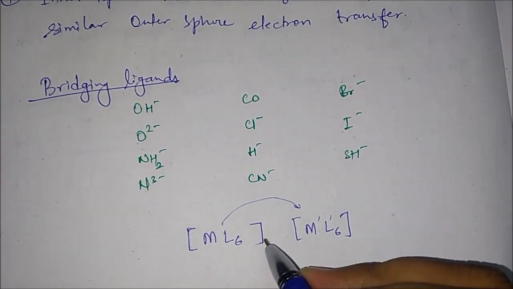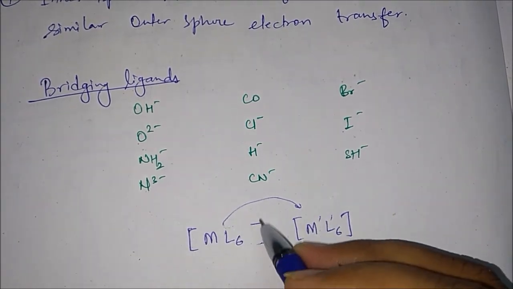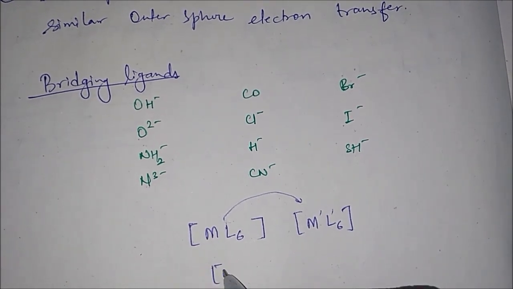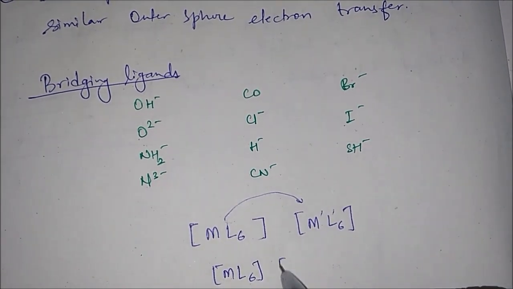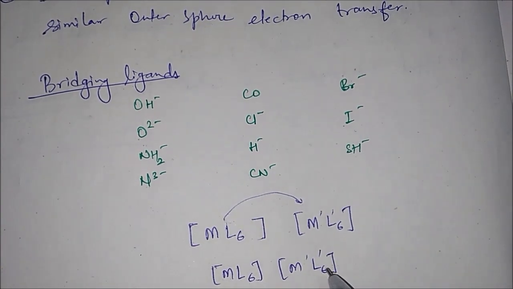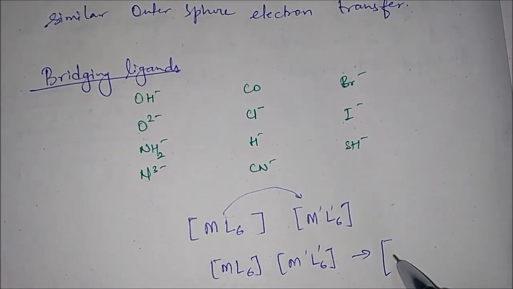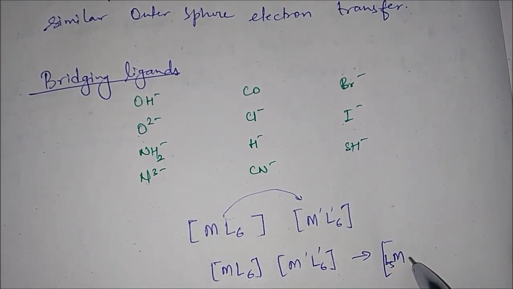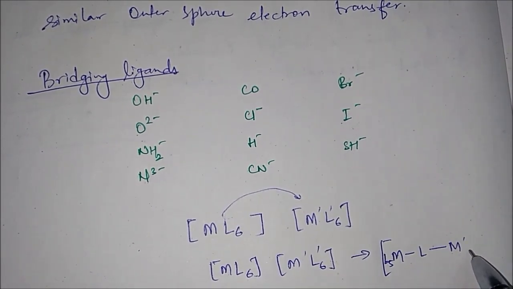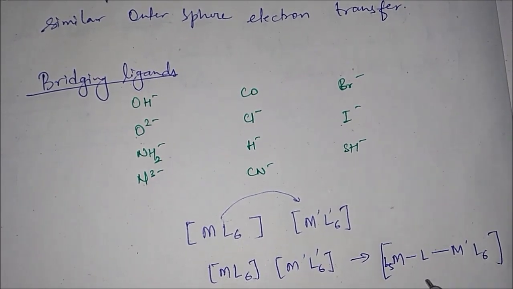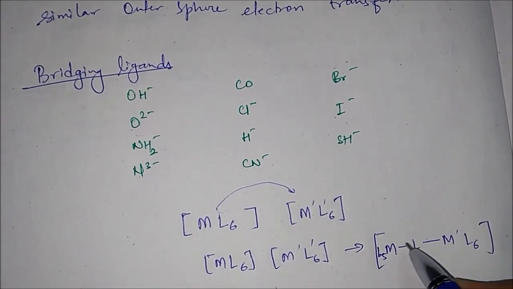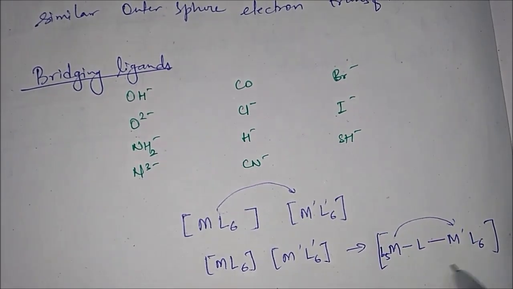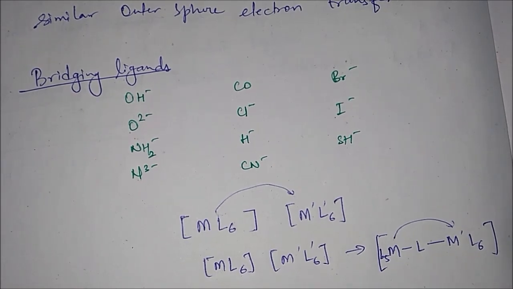But when the electron transfer is taking place from one to other, if it is happening like this, see, if this ML6 and this M'L'6 are reacting and they form a complex somewhat like this, that is ML5, and one L forms a bridge with the other, somewhat like this. If something like this happens, then electron transfer will now happen from this metal to this metal inside this sphere. So that's why it is called inner sphere electron transfer mechanism.